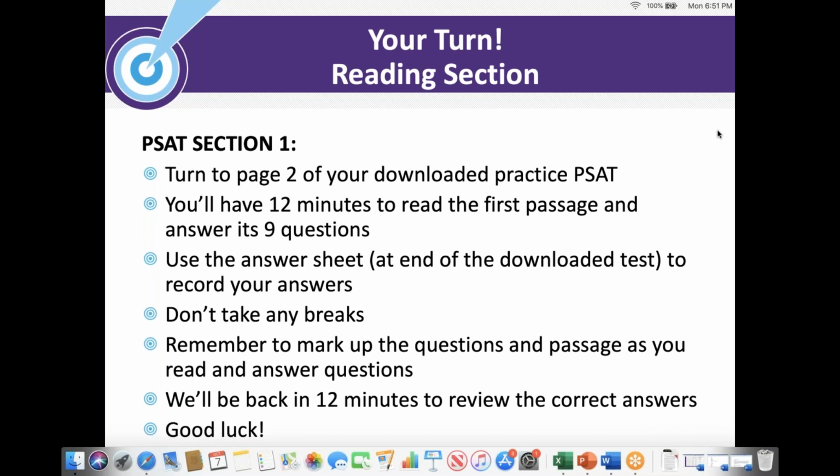Karina has a question. Do you need us to print the PSAT that we were told to download prior to this seminar? You don't need to print it. You could certainly do it online. It might be a little easier to practice the strategies that we just went over as far as marking up the test. So if you do have a printed copy, then you can use that.